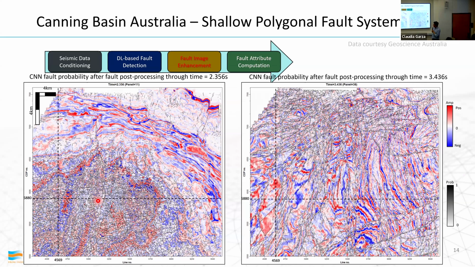This is the time slice result. The left one is showing the polygonal fault system over here. On the right is the major fault system. Note that manual fault interpretation on this data set is impossible.